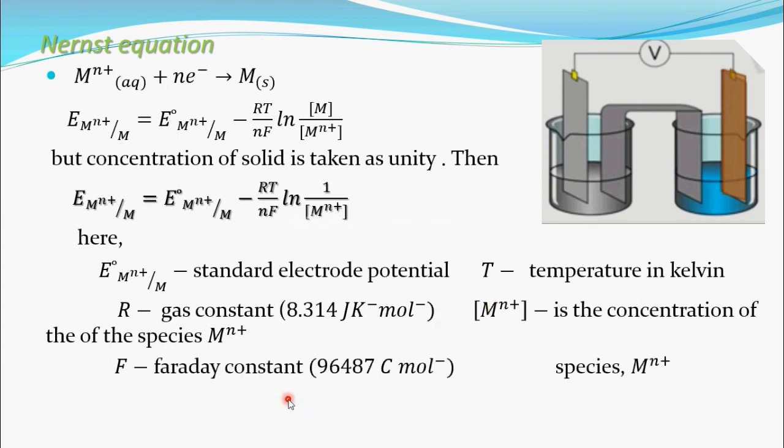F is the Faraday constant, its value is 96,487. So this is the Nernst equation. Remember this equation, it is very useful in solving problems.